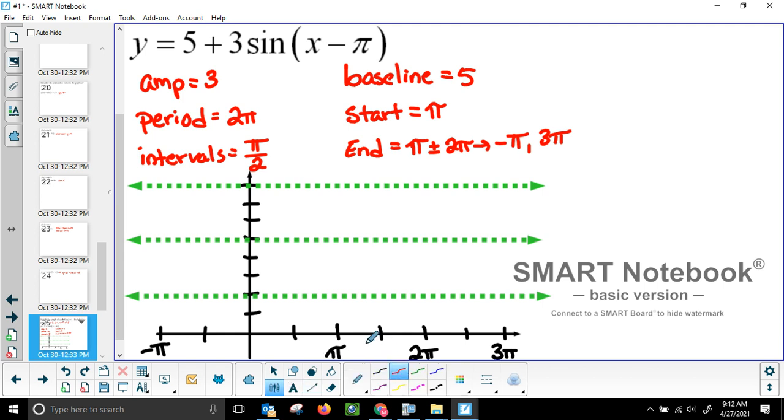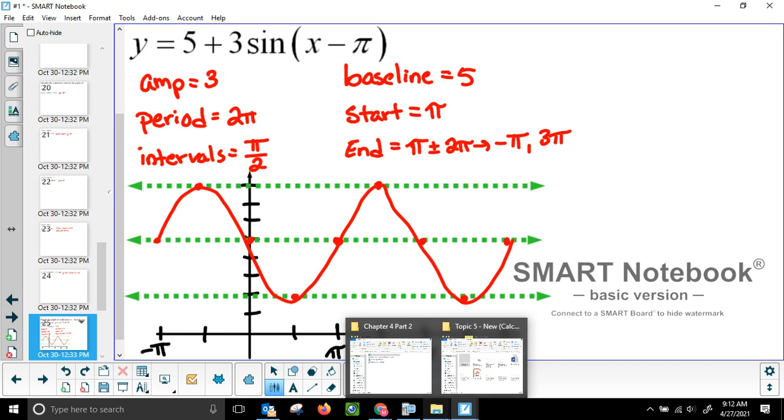This is sine. So I'm going to start on my baseline, and it says to start at pi. My A is positive, so I'm going to go up first as I go to the right. Then the pattern goes in the other direction. Connect this with a curve. And we're done.